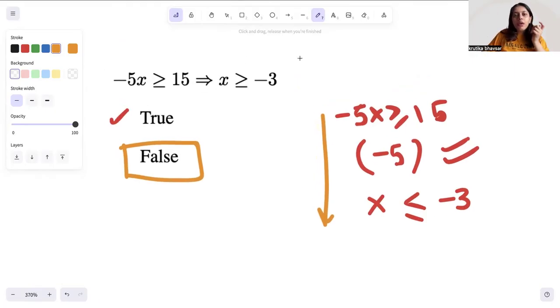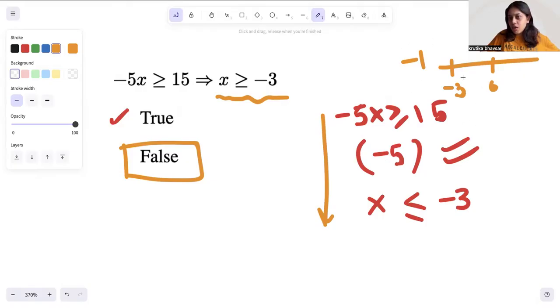So, what is your question saying? Your question is saying that x is greater than minus 3. I want you guys to think of a number which is greater than minus 3. So, what is the number? Greater than minus 3? It can be minus 1, right? As a number line, if you have 0, and you have minus 3 here, all these numbers are greater than minus 3, right? So, you can take any number. I chose minus 1.